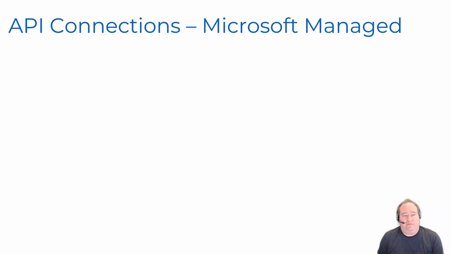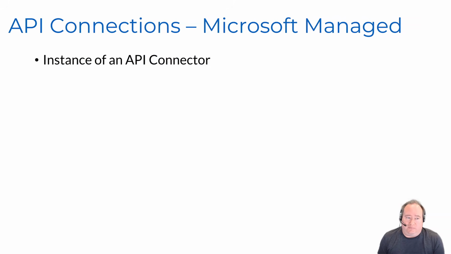Okay, so let's dive in a little bit more. What about API connections? What is an API connection? We're going to talk specifically right now about Microsoft managed API connections. Basically, you can think of an API connection as an instance of a connector. So you have a SQL connector, for example, and when you go to implement it, you're going to create an API connection of the type of that connector, in this case SQL. Then inside there, you're going to have your triggers and actions all related to SQL that you can use.